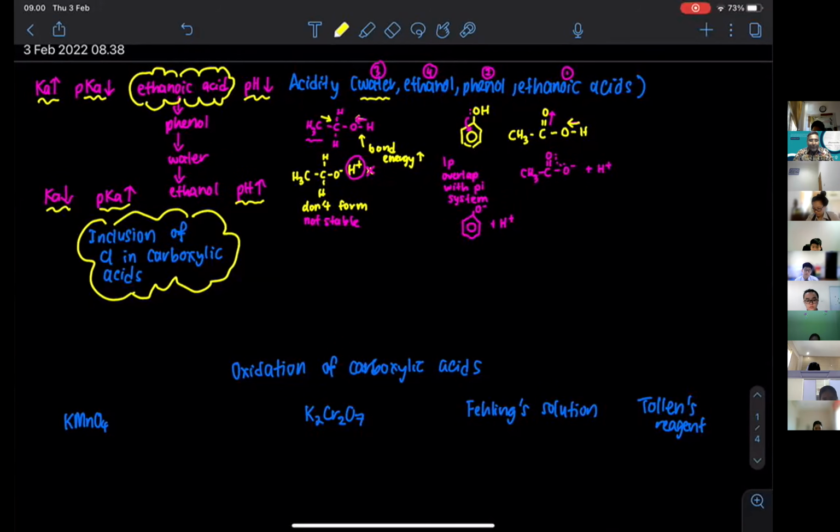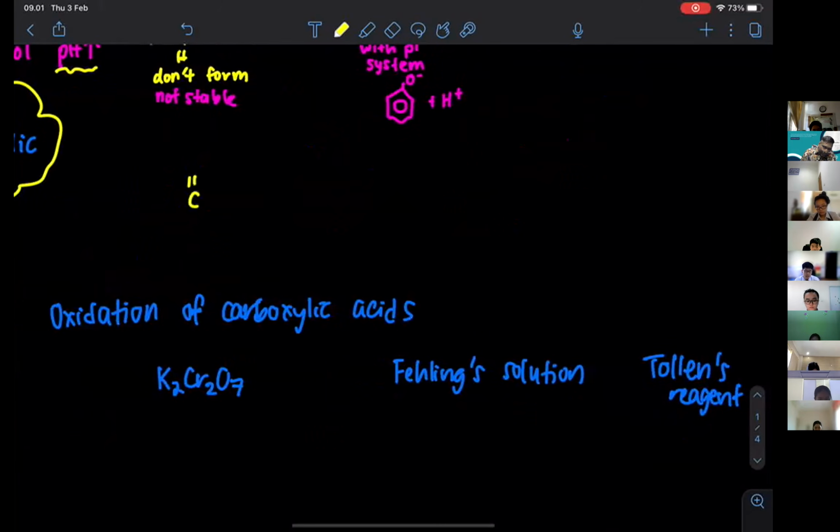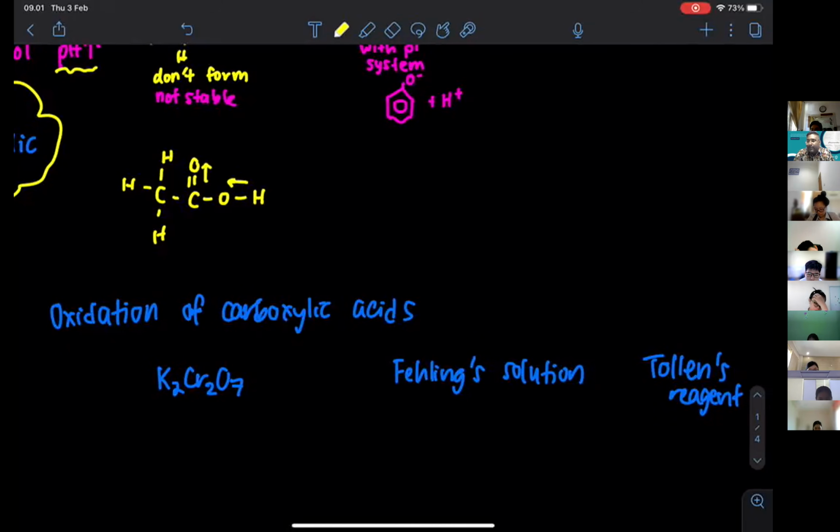So what happens when I include Cl in carboxylic acid? For example, if I have a normal carboxylic acid, like this, attached with CH3, we have learned that the electron will be pulled towards oxygen, and the electrons are going to be delocalized between oxygen, carbon, and oxygen.